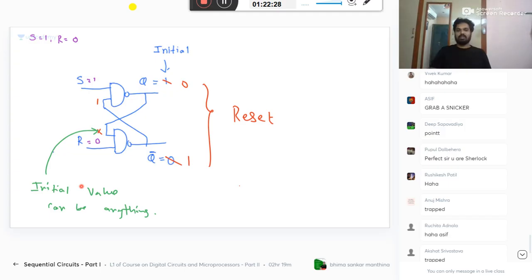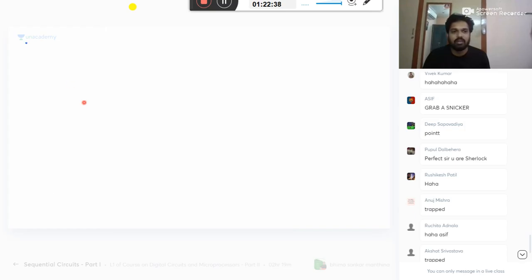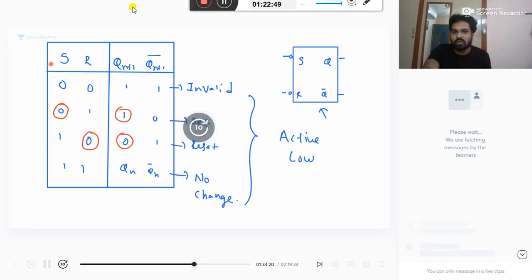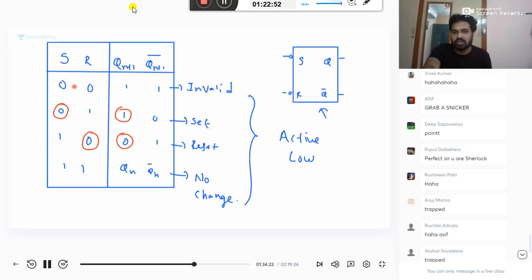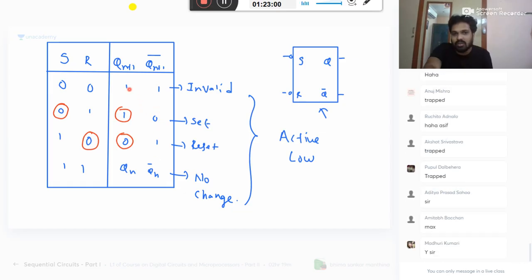Please see here. In the SR latch, whether you made it with a NAND gate or NOR gate, you toggle S and R also, don't worry. You don't get the same truth table. Even if you take S and R, 0 is 0 0, right? You know this. Irrespective of the positions of S and R, these two lines will not change. They will not be the same. For NOR gate, this is no change. This is invalid. For NAND gate, this is invalid. This is no change. They are not the same.